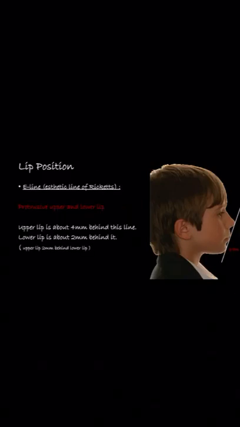Then the E line. If the upper lip is about 4 mm behind this line and the lower lip is about 2 mm behind it, it is normal. But here in this patient we have a protrusive upper and lower lip because we can see the lips have no distance between the line and the lip itself, so it is protrusive.